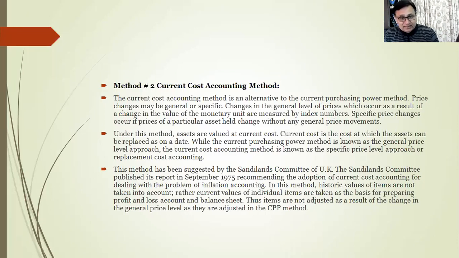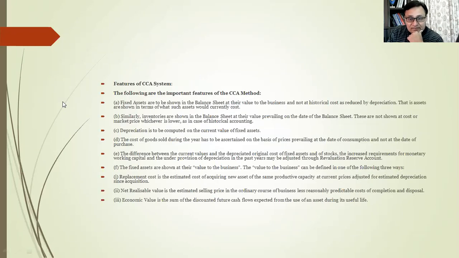So you just remember that there are two methods. One is the CPP method and the second is the CCA method. Under the CPP method, we adjust or restate the values of the assets and liabilities, monetary and non-monetary items, as per the conversion factor. In current cost accounting, we adjust the values of the various assets and liabilities in the balance sheet or in the profit and loss account as per the present value, where the current value of individual items is taken into consideration, not any price level index. So this was all about the various methods.